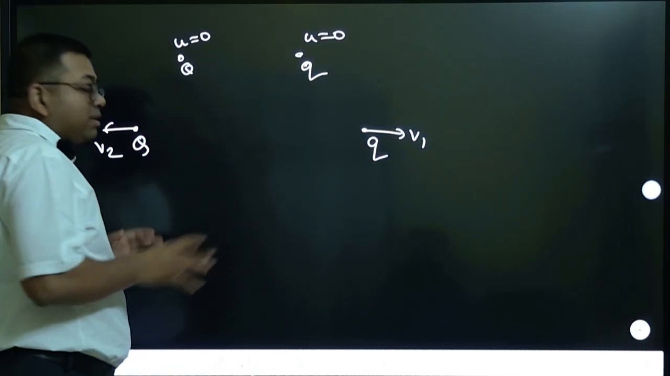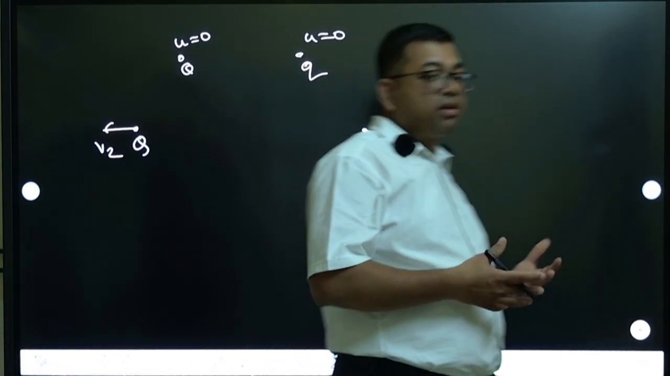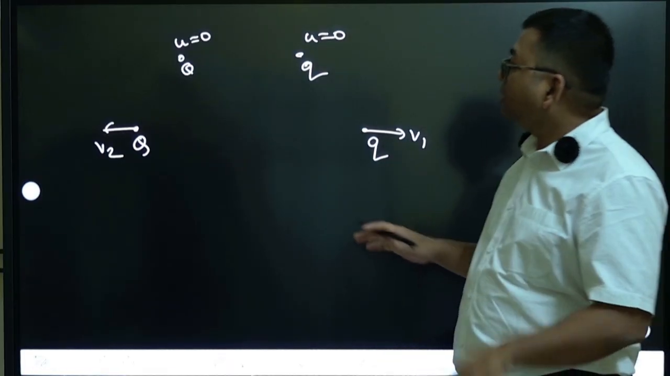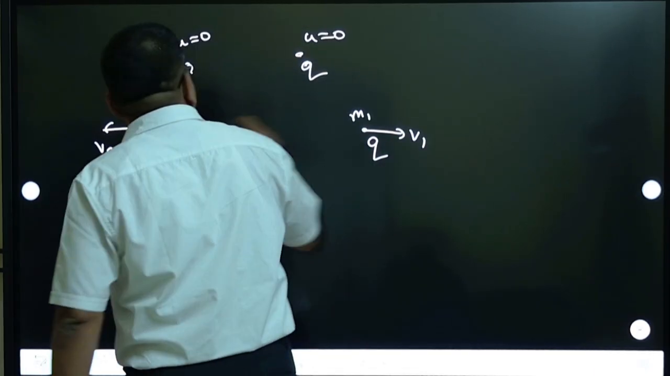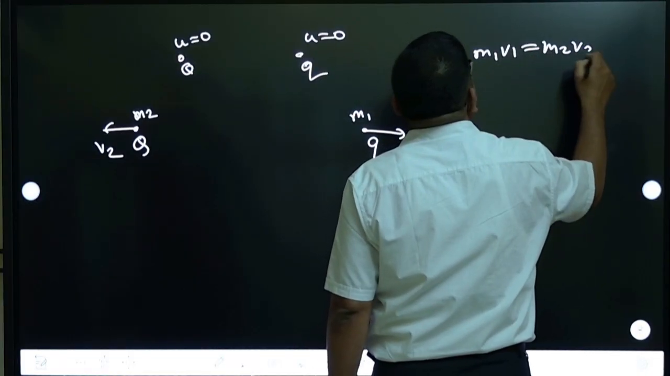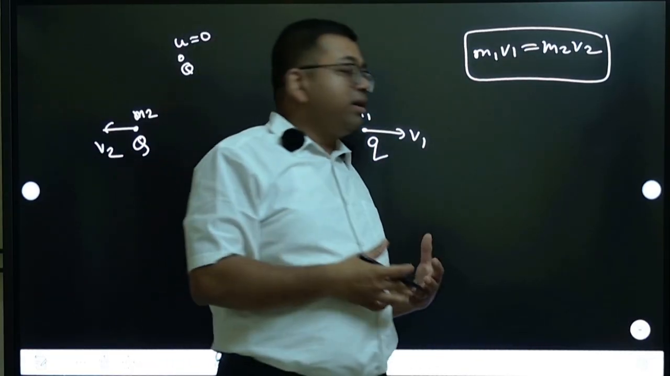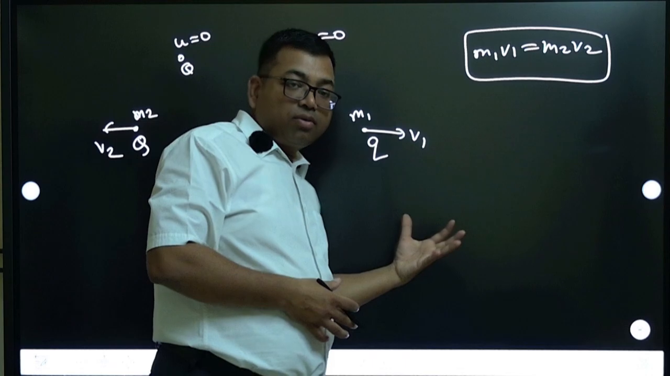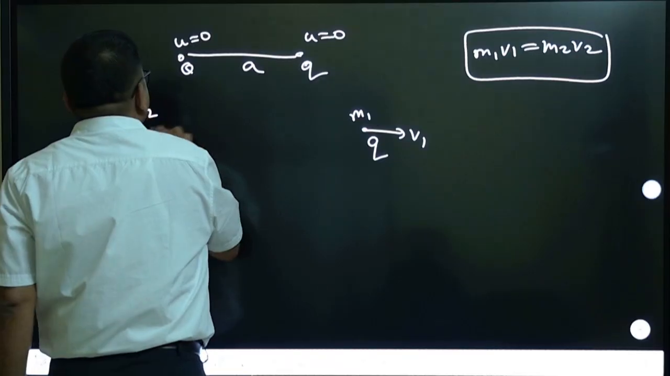So apply energy conservation. There are no external forces on this system. Momentum conservation will definitely be there, so m1 v1 and m2 v2 will be there. Now if you apply energy conservation, the total energy initial and total energy final are equal. So what is the total energy initial? Initial distance is a, final distance is b.